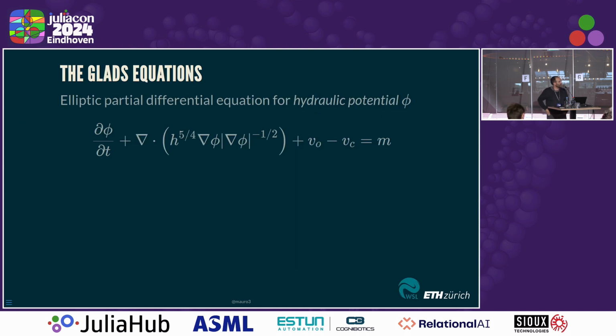Here is the main equation. It's an elliptic or parabolic partial differential equation. Phi is the hydraulic potential. If that doesn't mean anything to you, then just take water pressure. It's a diffusion equation, a nonlinear diffusion equation, as you can see in the term in the middle. It's a reaction equation, those are the V terms, and then there are some sources. That's the main equation, and the only PDE.